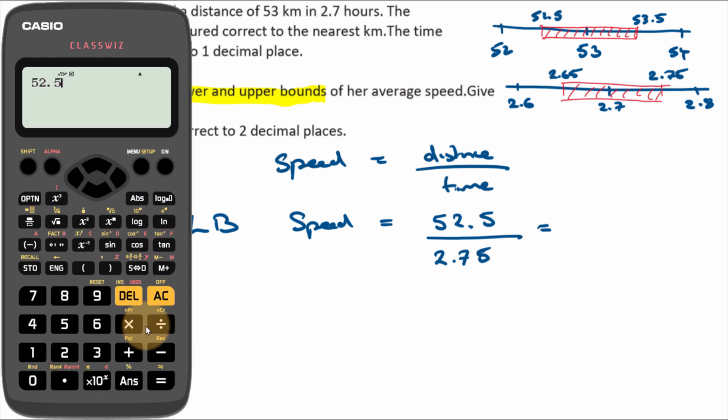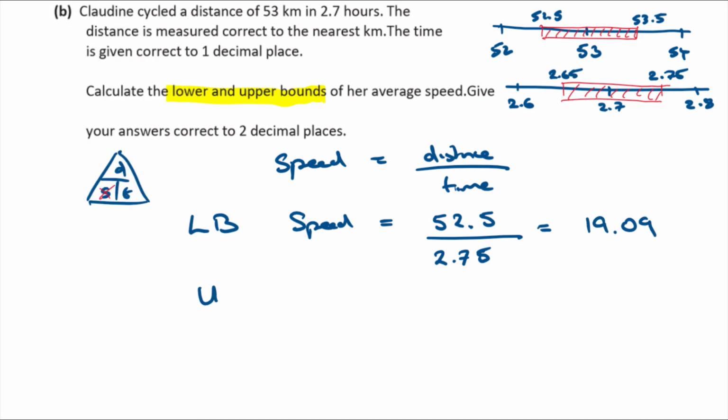Okay, so what's that then? 52.5 divided by 2.75. That comes out to be 19.090909. I need to round that off to 2 decimal places. So that is going to be 19.09 then, isn't it? 19.09. What about the upper bound of the speed?